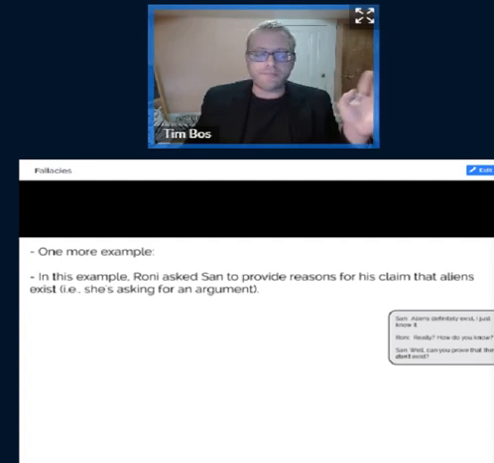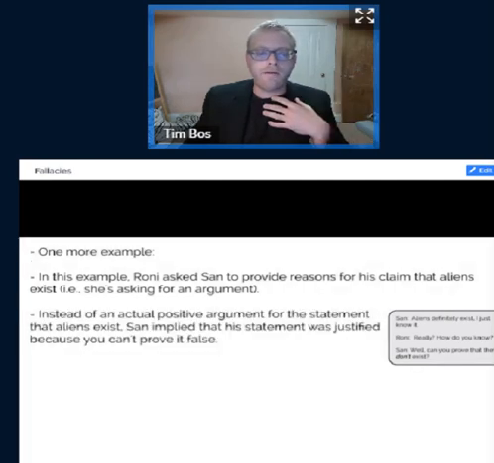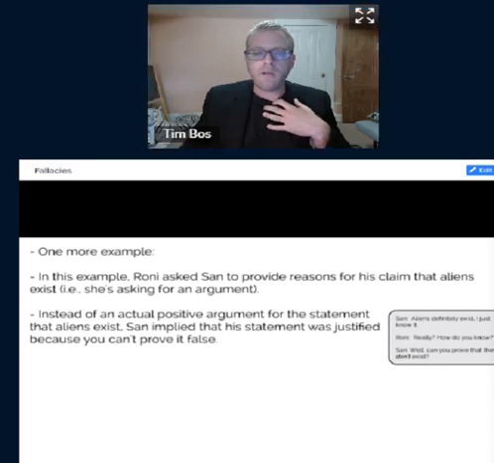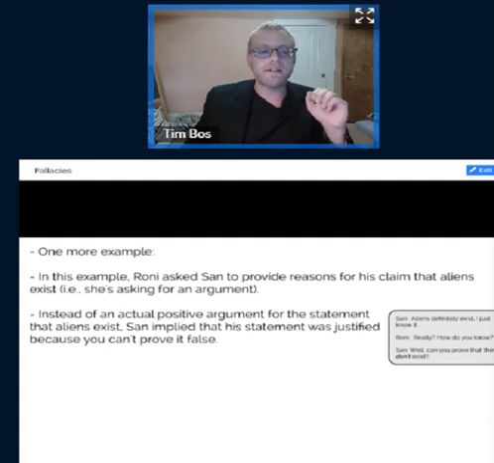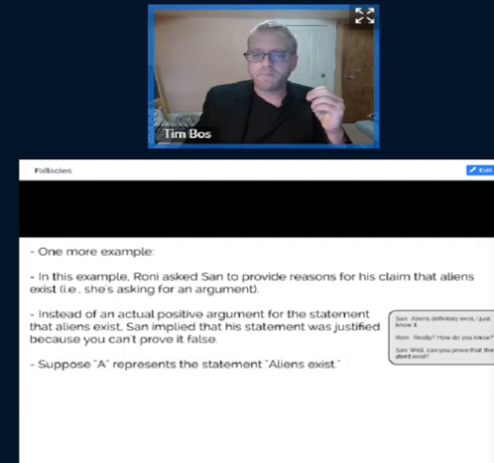Ronnie's not even being dismissive, right? She's being quite nice about it. Well, what's your argument? How do you know that's true? But what does Sam do in response? Basically just implied that the statement was justified because you can't prove it false. You see? These things are always clear when you point out that it's a mistake. The problem is that people make this mistake all the time.